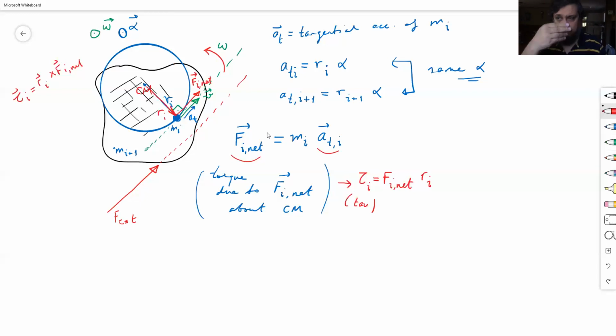Okay. I hope it's zooming fine. All right, so do we need more light here?